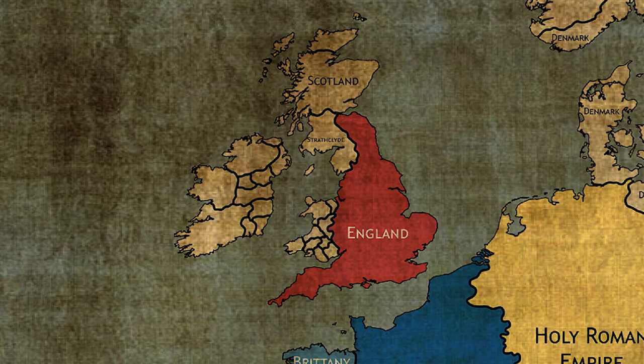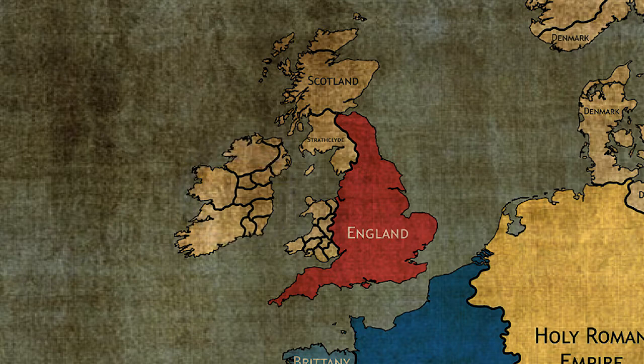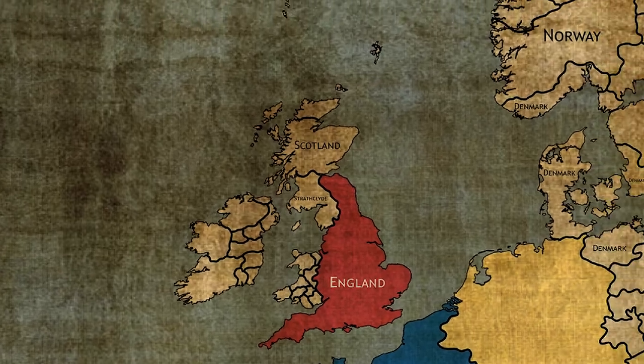Wales is ruled by many tiny kingdoms and principalities who are warring with each other, same in Ireland, and Scotland in the north stands united. Between England and Scotland lie Strathclyde and Northumbria, a battleground over which the two realms clash.